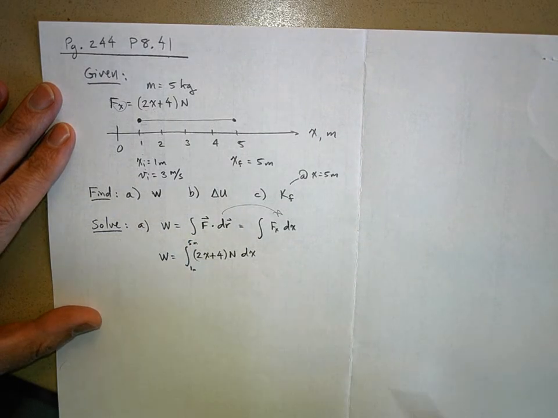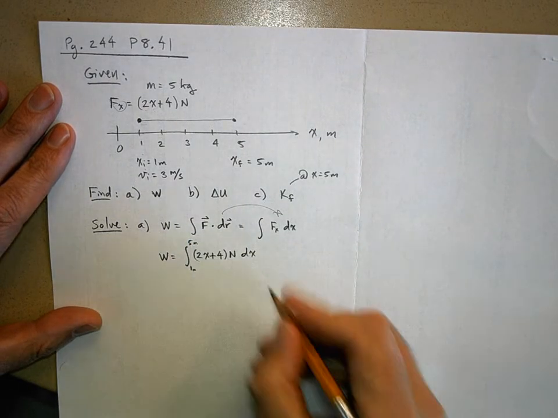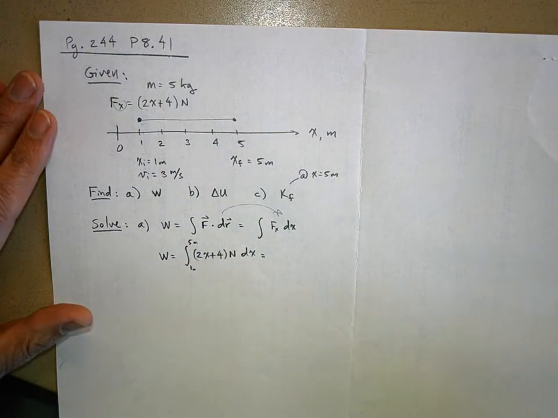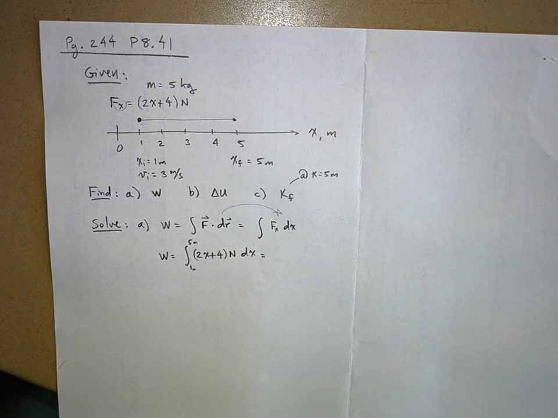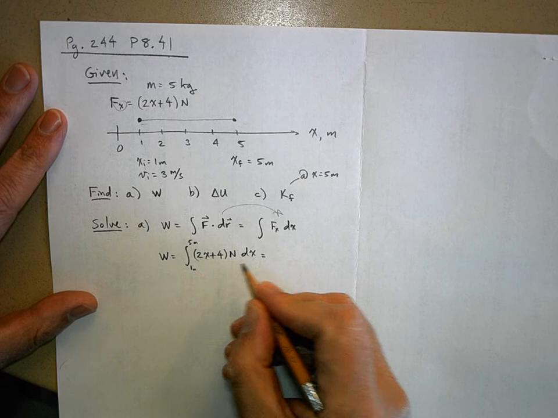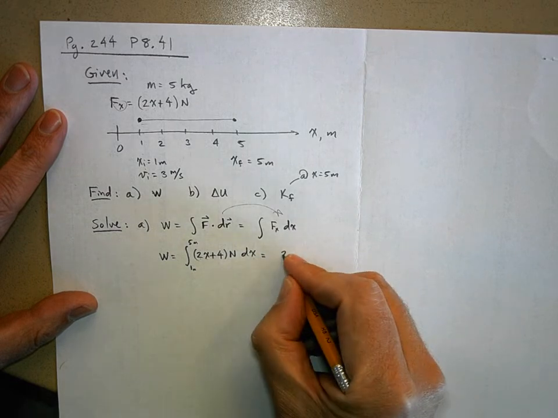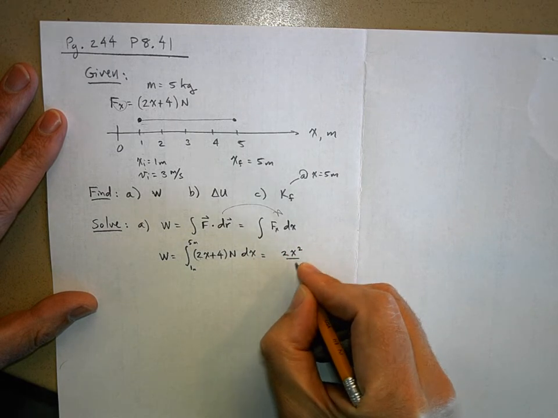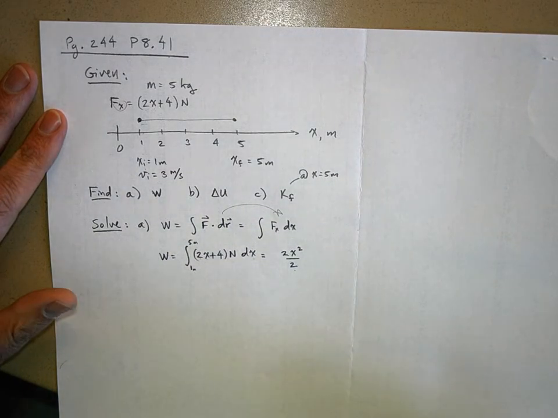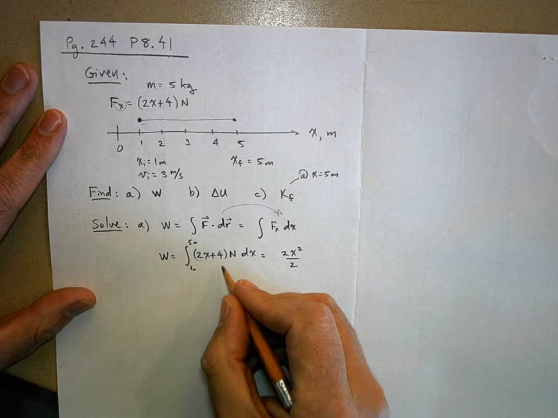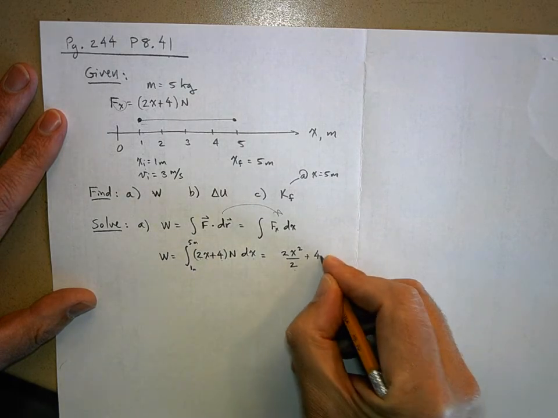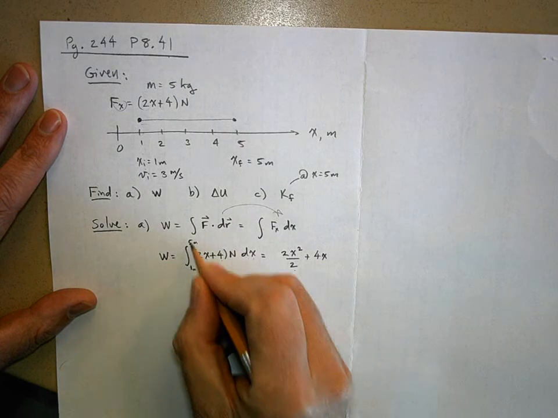Well, this is an easy integral to do. And I expect everyone in here to be able to do this integral. It's just the power rule. That's the one you really need to know, is the power rule. So we have 2x times x. Well, what is 2x times x? That's 2x squared, but you have to remember to divide. The power rule says divide by the new exponent. And then plus, well, what is 4 times x? It's 4x. We're going from 1 to 5.